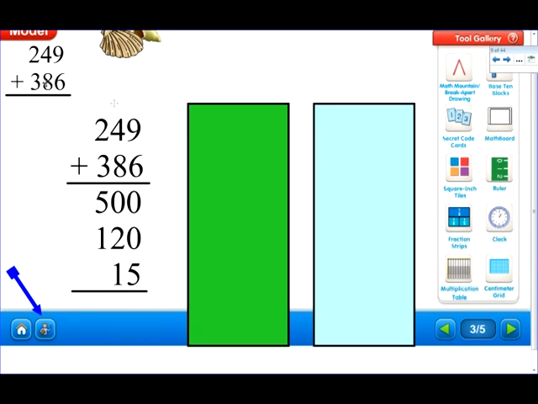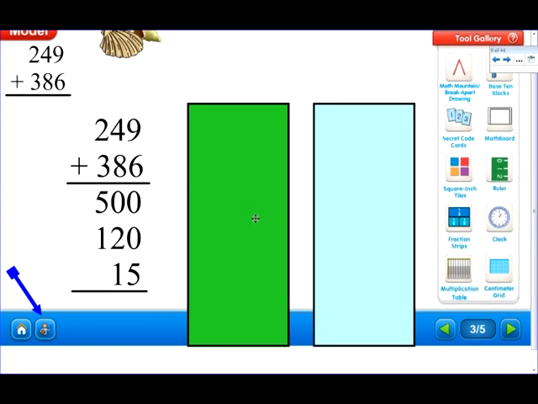249 plus 386. This is the totals method, so we're going to go 200 plus 300 equals 500. Now we're going to look at the 4 and 8. 4 and 8 equals 12, 120, so we put 120 down here. And 9 plus 6 equals 15. So we got 9 plus 6, 4 plus 8, and 300 plus 200.